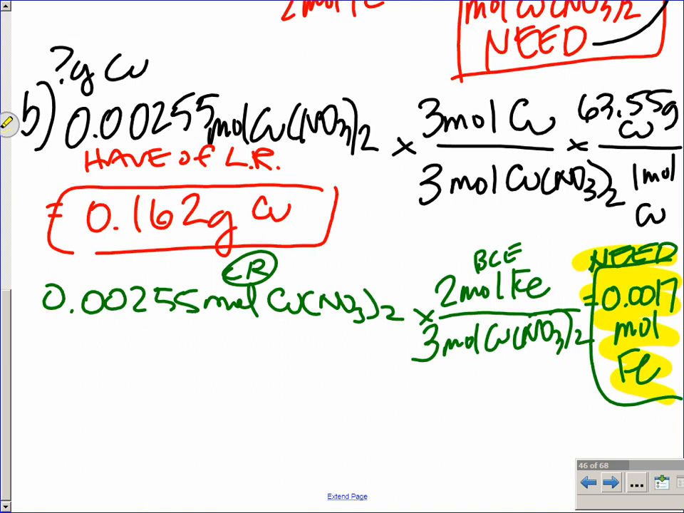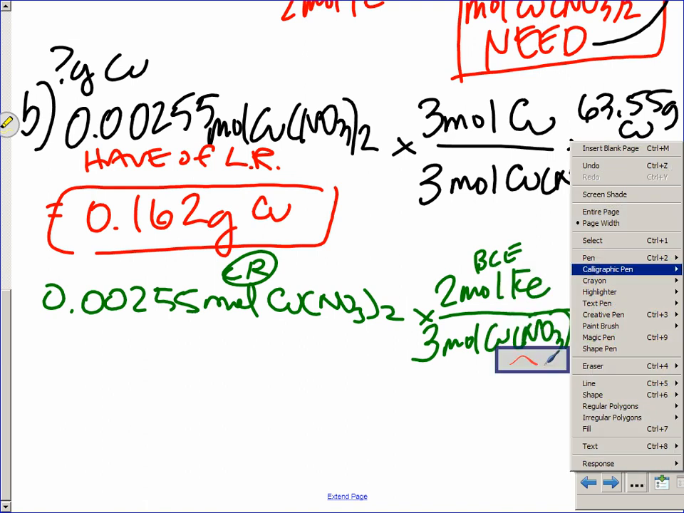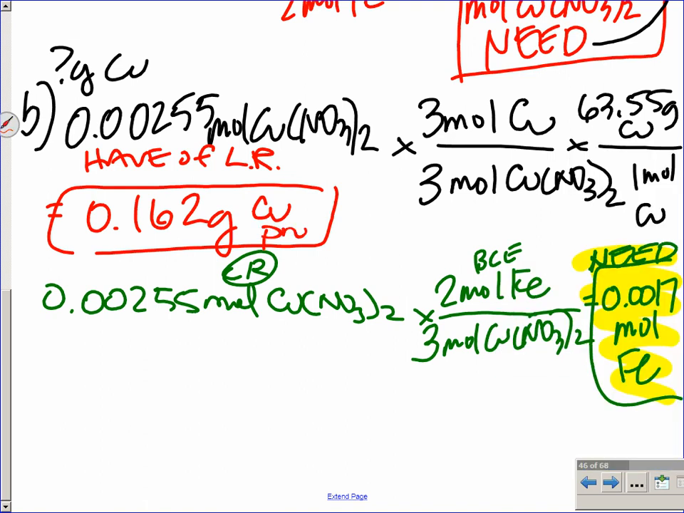The 0.162, what is that? Is that like a need or have? No, write a little note next to that. That is actually the amount of precipitate produced. That was a product, and that's just how part B was phrased. It said, how much copper can I make? So we took our limiting reagent and tracked it to the moles and then the grams of just plain old copper, which was a product. And we actually figured out how much product we would make. So neither have nor need.